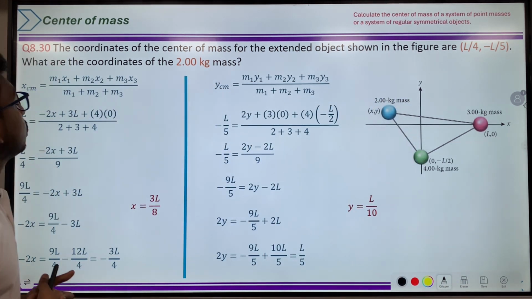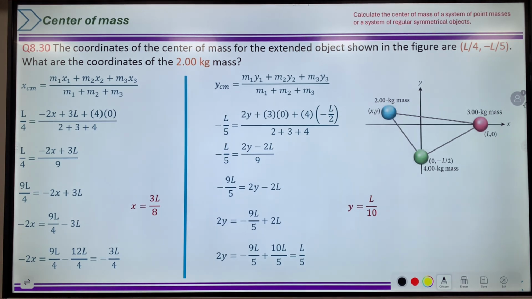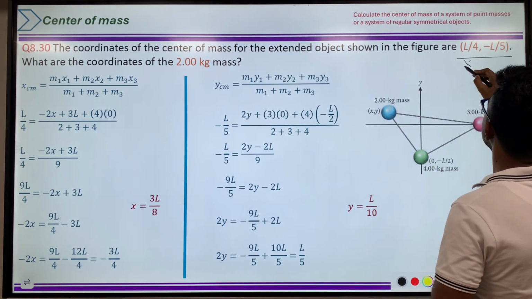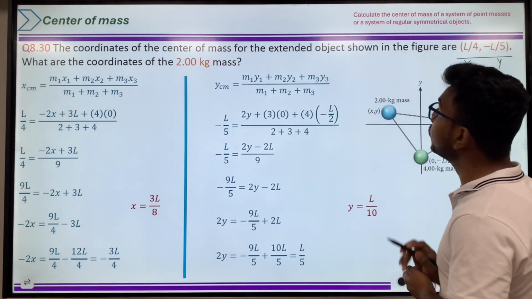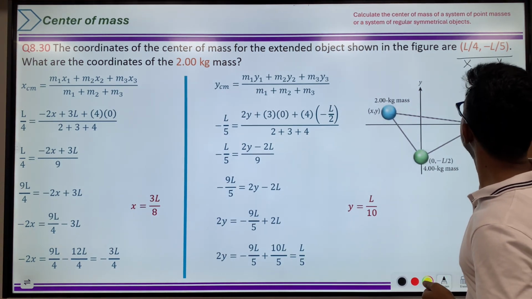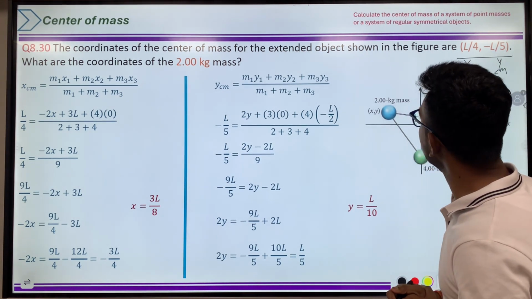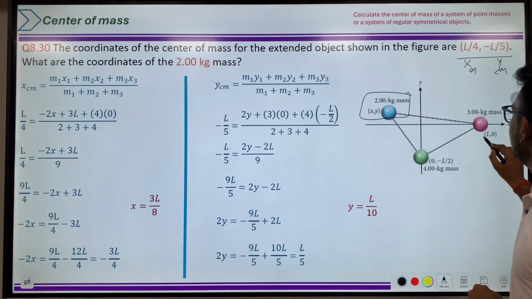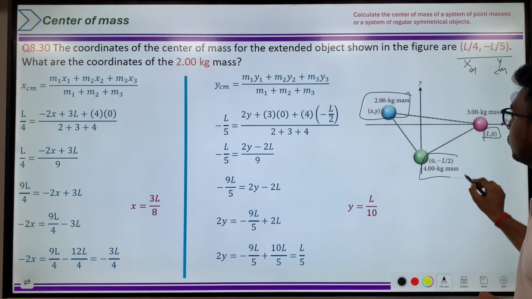Okay. The coordinates of the center of mass for the extended object shown in the figure are L by 4, minus L by 4, 5. So they have given you the x coordinate and the y coordinate of the center of mass. So this is x cm, this is y cm. What are the coordinates of the 2 kilo mass? I need to find out x, y. It's simple. You have the coordinates of these.